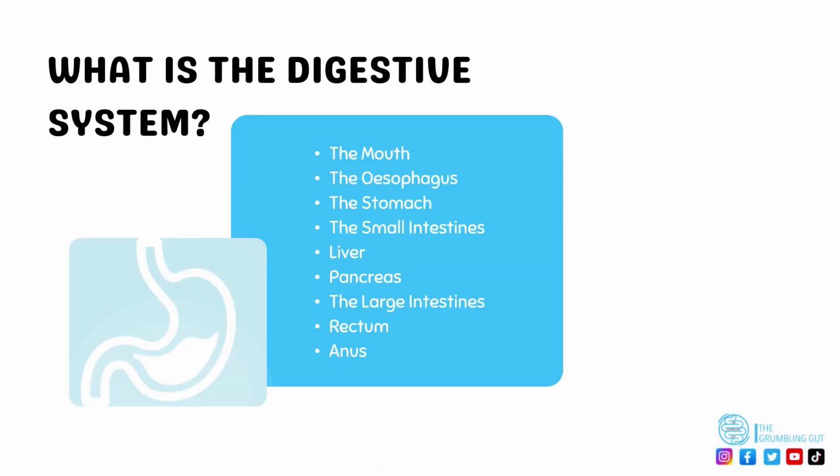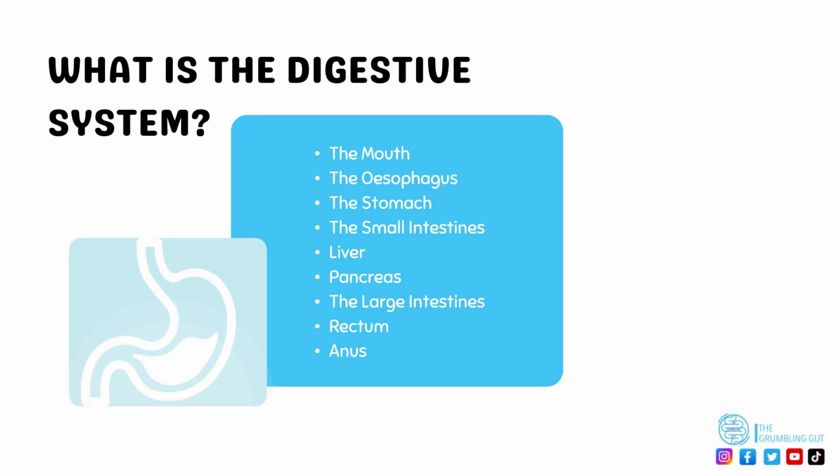To understand the true impact that IBD has on the gut and the body, it is important to understand how the digestive system works. The digestive system can also be referred to as the gastrointestinal tract, and it is a continuous tube that runs from your mouth to your anus.